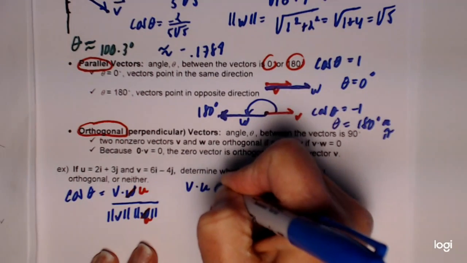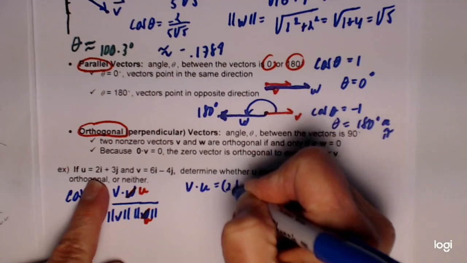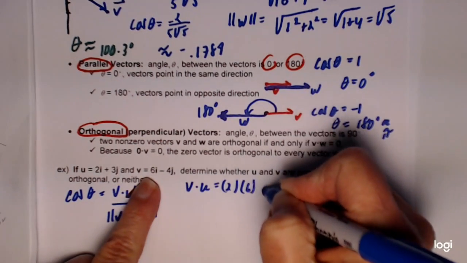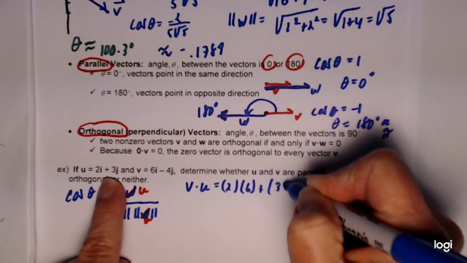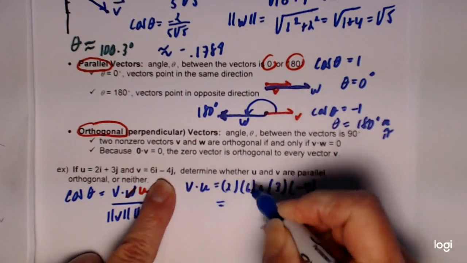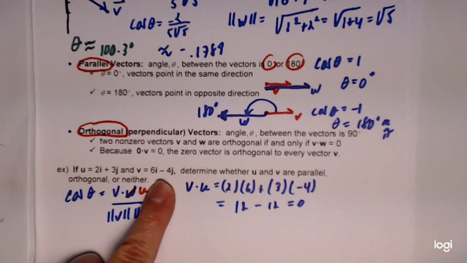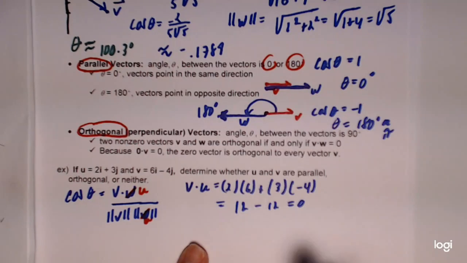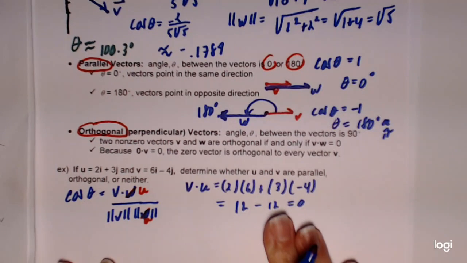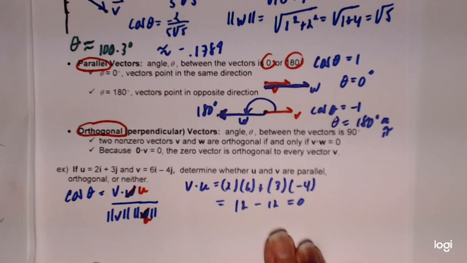So for our dot product here, V dot U, this is going to be 2 times 6 plus 3 times -4. 2 times 6 is 12, 3 times -4 is -12, equals 0. So the dot product is 0. So we can stop here because we know our angle will be 90 degrees.